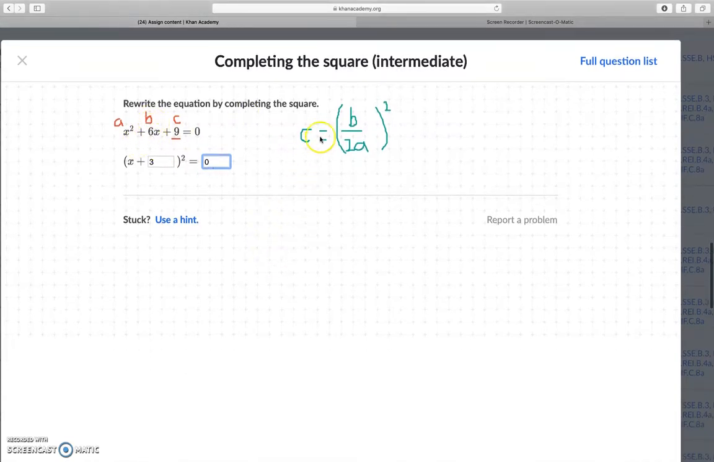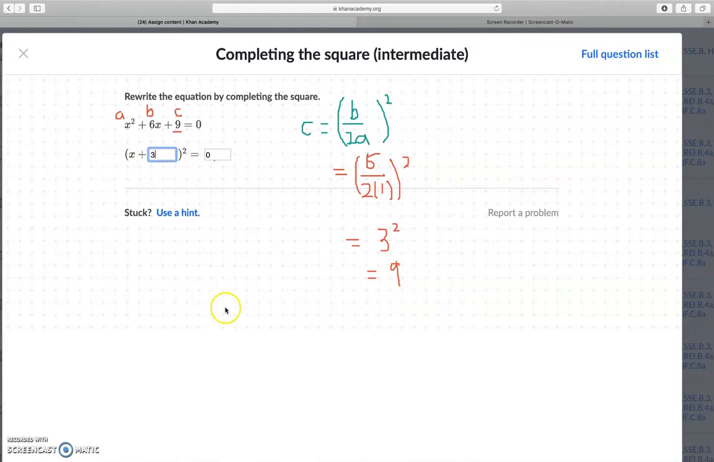Again, if I substitute B and A into here, instead of B, I have a 6, and instead of A, I have 1. There's a 1 in front there. Okay, 6 divided by 2 times 1. 2 times 1 is just 2. So 6 divided by 2 is 3. 3 to the power of 2 is 9. So in this case, 9 does work. Now, I put a 3 here because the number that goes into this equation is the square root of this number. So the square root of 9 is 3, and we didn't move anything over, so that's going to be 0.